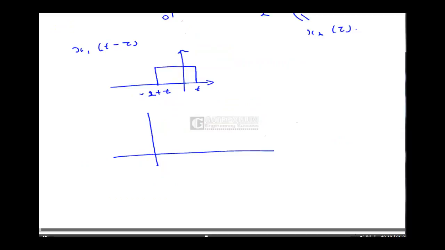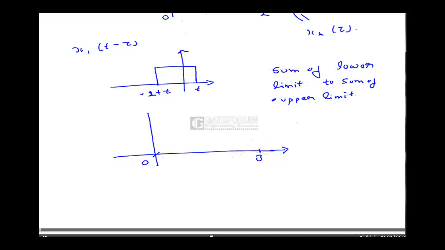First of all, the convolution of this will lie between 0 and 3. So 0 will be the starting point and 3 will be the finishing point. Why 0 and 3? Because the range of convolution will be from the sum of lower limits to the sum of upper limits. So the sum of lower limits is 0 plus 0, the sum of upper limits is 1 plus 2.